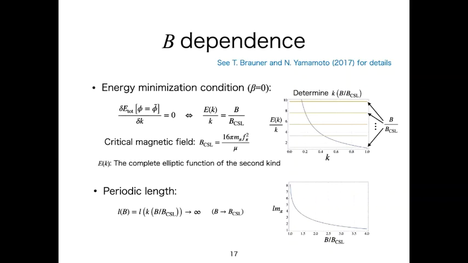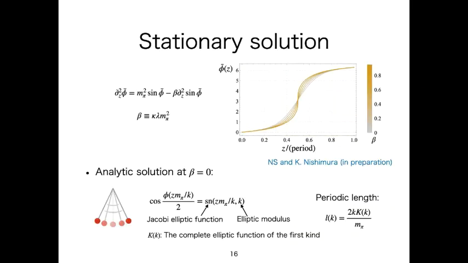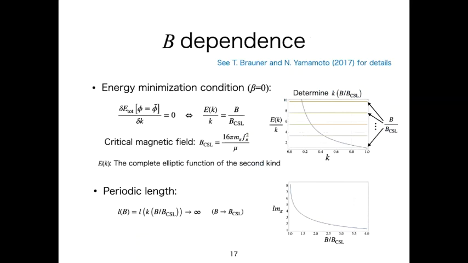At this stage, as I explained, this k is a parameter, but now we determine this k from the energy minimization condition, which includes the anomaly term. Here we just substitute the configuration of the previous solution into the Hamiltonian, with some parameter k, and we minimize the energy with respect to k. This manipulation corresponds to this equation, also using one of the complete elliptic functions of the second kind, and we determine k as a function of B, and I explain how to do this.